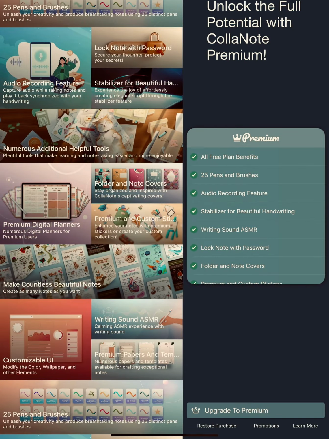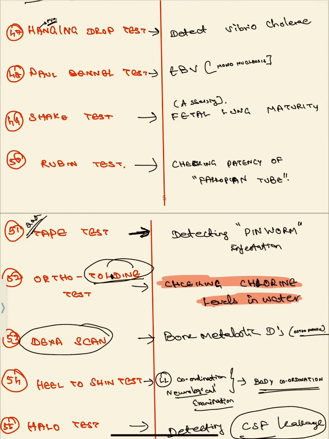Tape test is for detecting pinworm infestation. Rubin's test. We forget about the Rubin test properly, right? See, Rubin, fallopian tube. Here comes the mnemonic. Rub for Rubin. Rub for fallopian tube. Rubin for fallopian tube patency test.